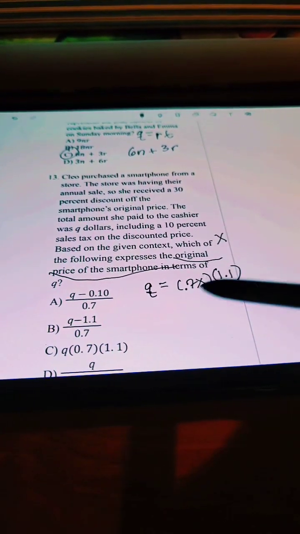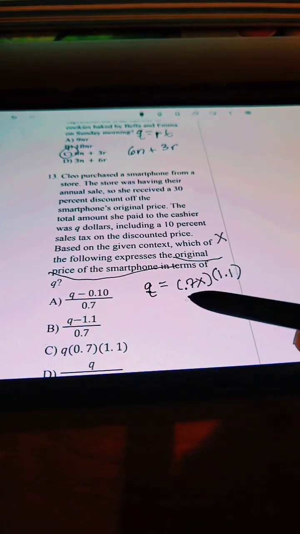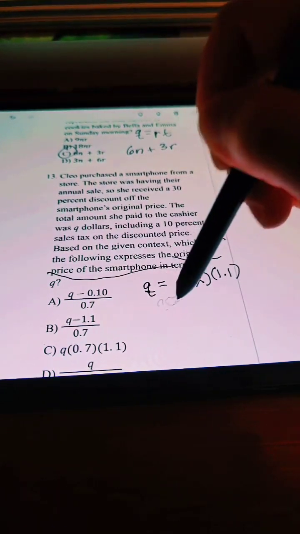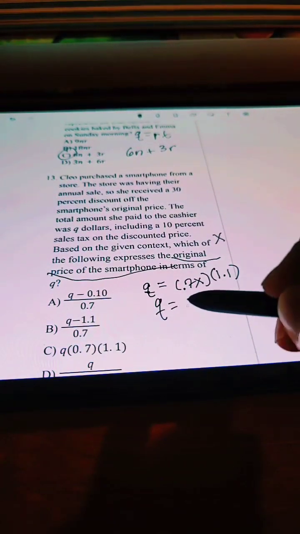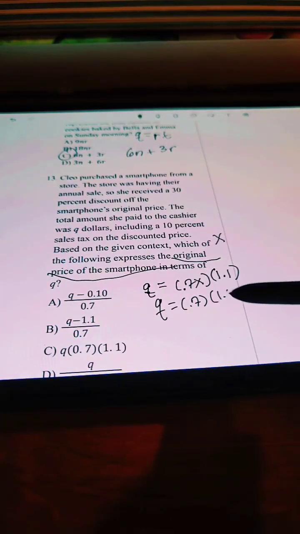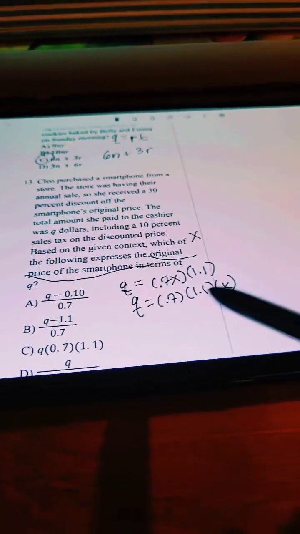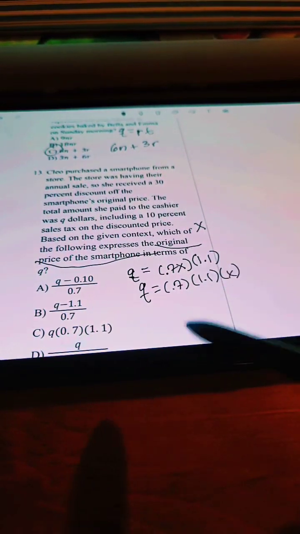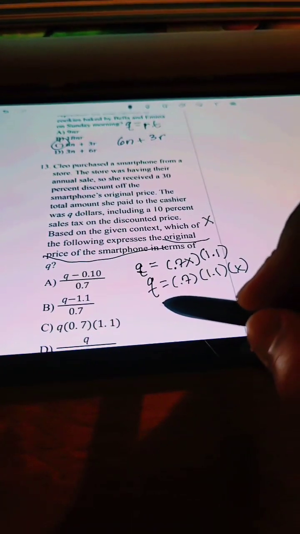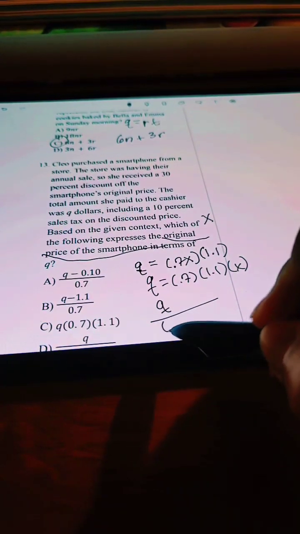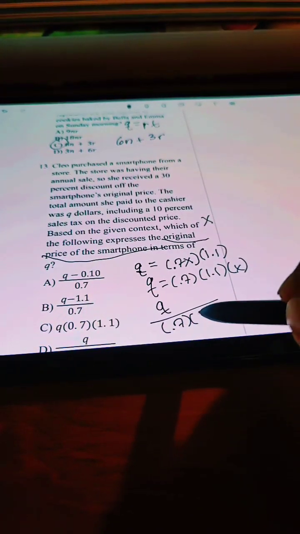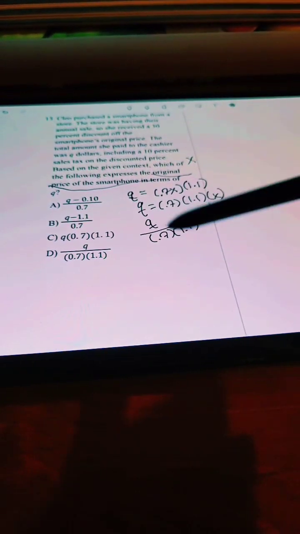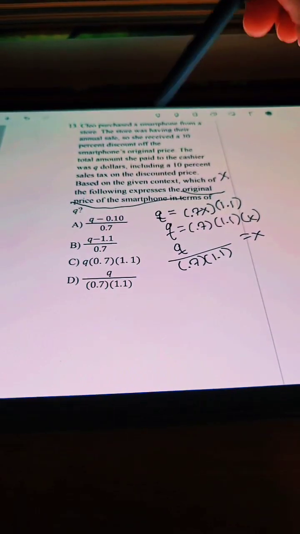Now we want to get X by itself. So this would just be the same thing as saying Q is equal to, let's separate out everything so that X looks nice and neatly by itself. So all we have to do to get X by itself is divide by the 0.7 and the 1.1. So then it would be Q over 0.7 times 1.1 equals the original price. So we're looking for this guy right here, which is just answer choice D.